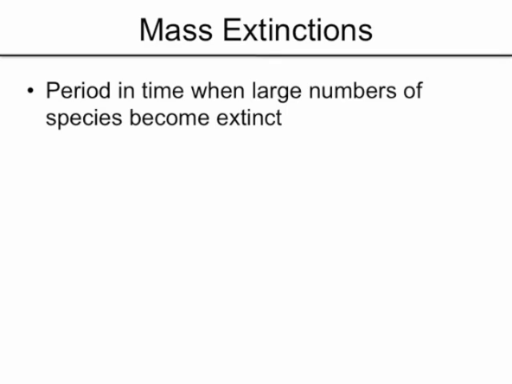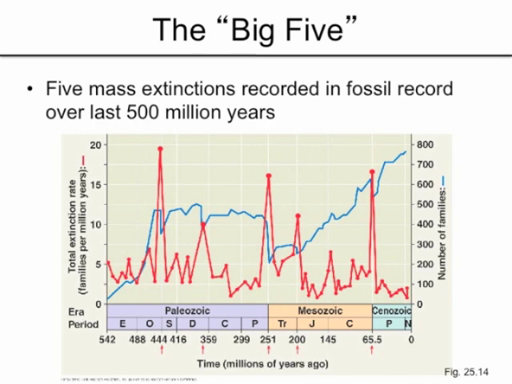Over the last 500 million years, there have been 5 mass extinction events. Here's a graphic of it. The 5 mass extinction events are recorded in the fossil record. You can see one at about 444 million years ago, another at 359, one at 251, one at 200, and the most recent one at about 65.5 million years ago.